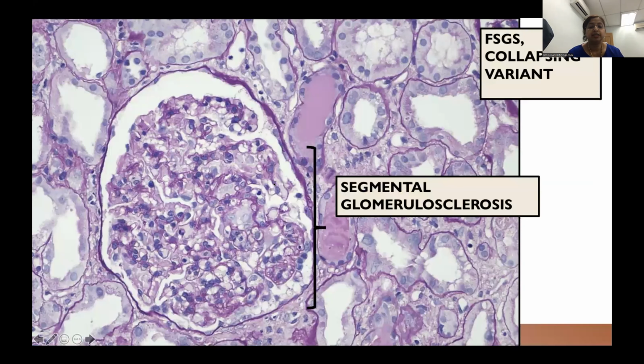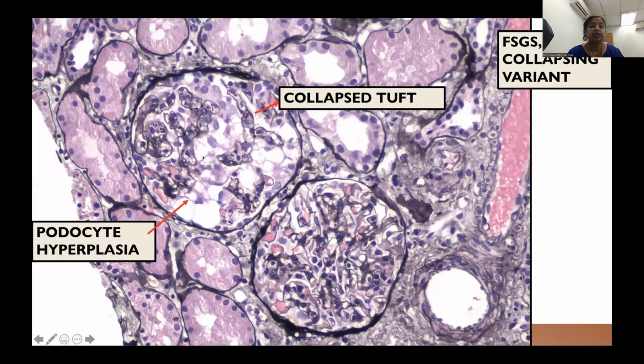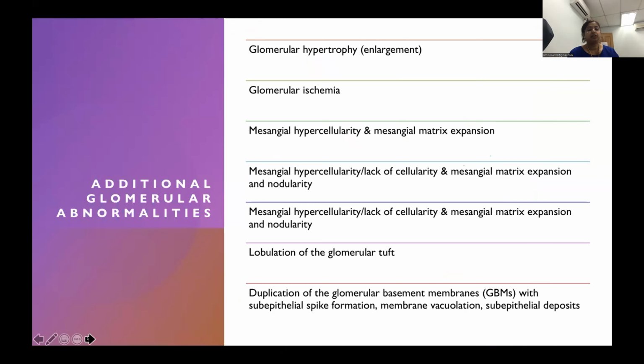And this is a nice collapsing FSGS in which the glomerular tuft has already closed up on itself. Okay, and you have podocyte proliferating. And this is nicely highlighted in silver stain. You can see the collapsed glomerular tuft and podocyte highlighted over here. So this is podocyte hyperplasia over here. Okay, this is a collapsing variant.